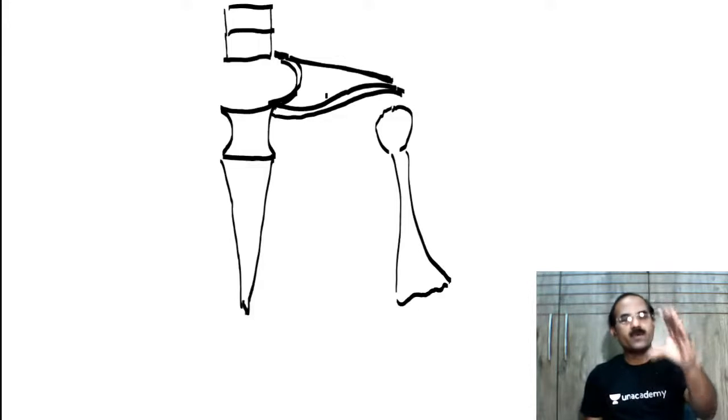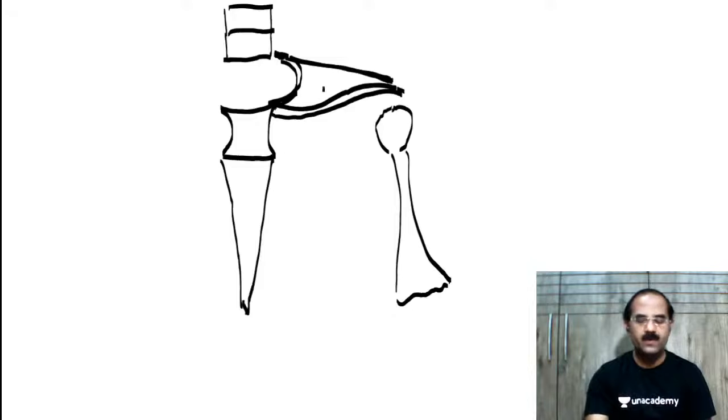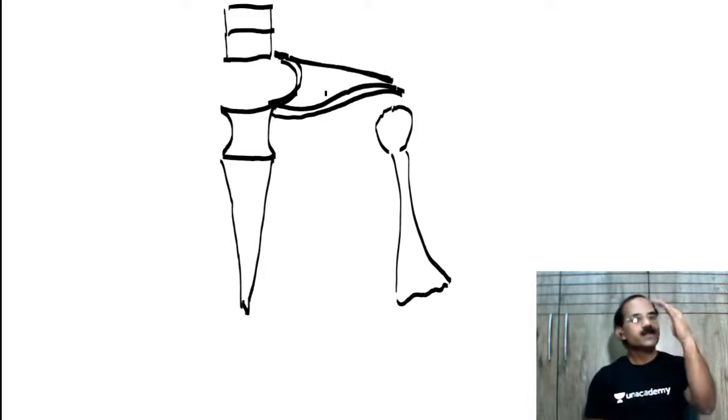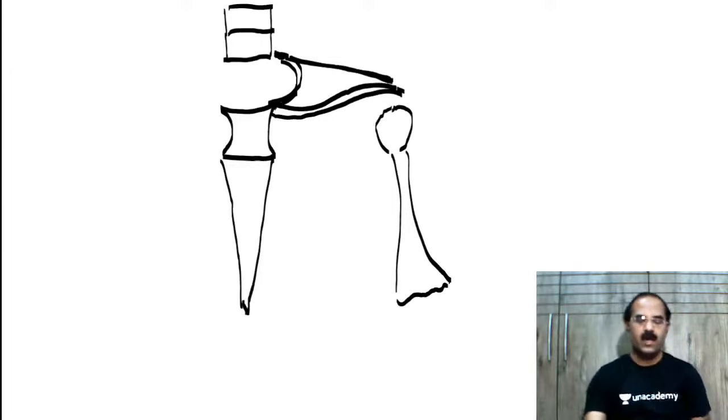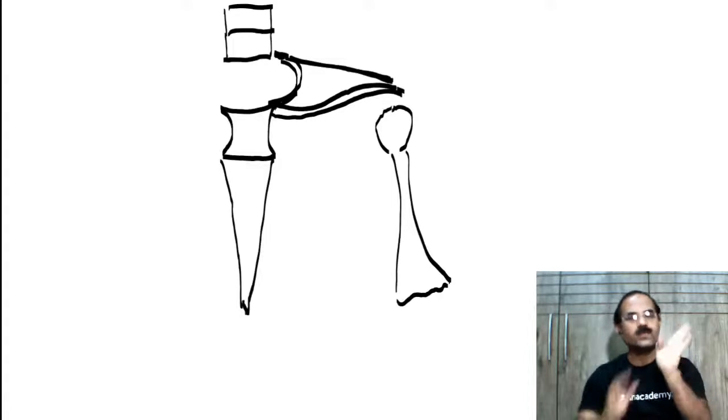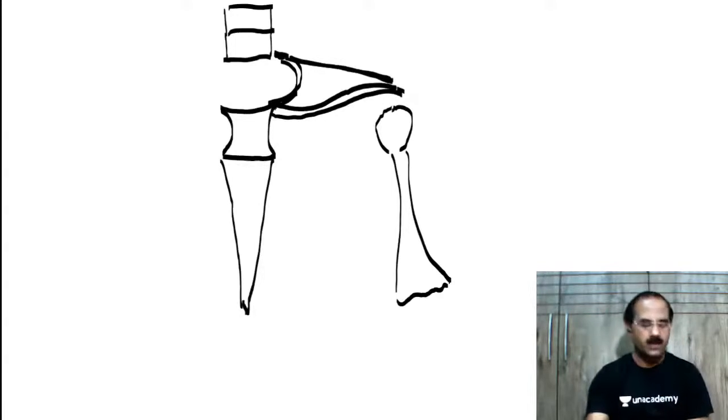This is what we call the apex of the axilla. If any structure has to come into the axilla, there's only one way to come into the axilla, and that is the apex. That's the apex of the axilla.